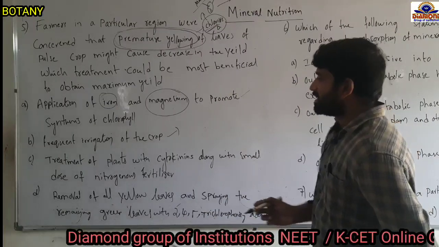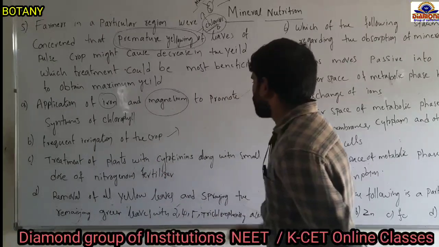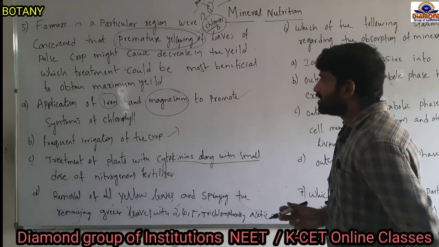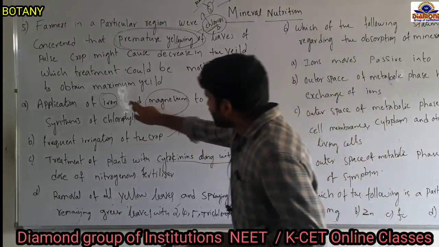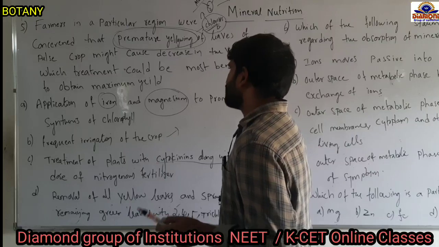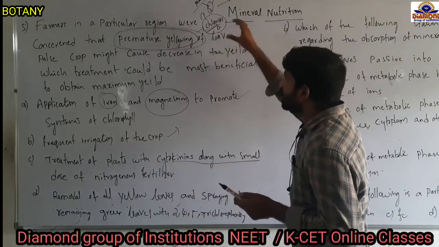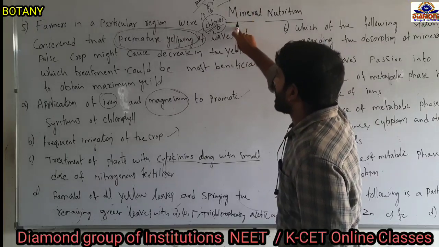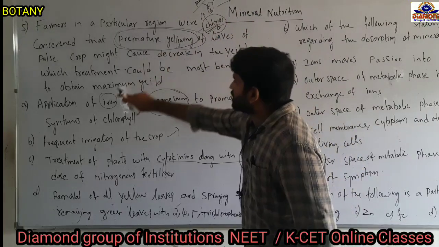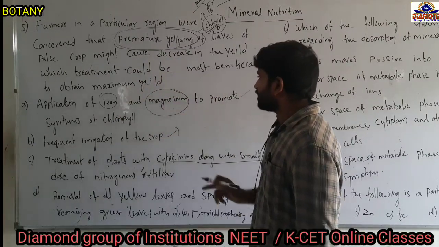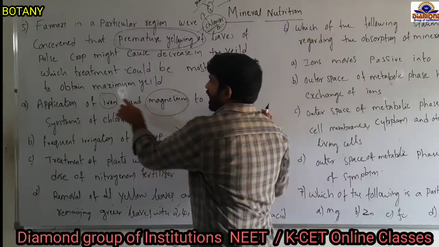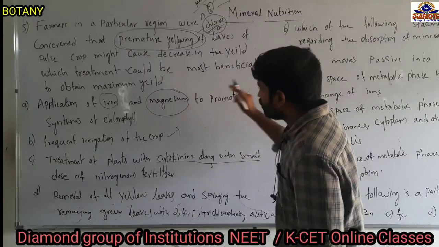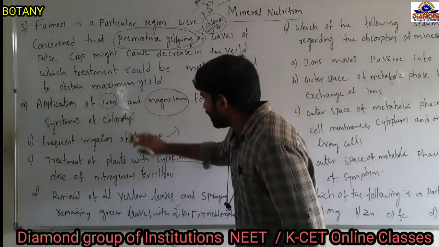And option C, treatment of plants with cytokinins along with a small dose of nitrogenous fertilizer. Here you may get confused between option A and option C. We have to increase the yield of the plant and also reduce the chlorosis disease. Chlorosis is caused by the lack of some elements, among them iron and magnesium. When you add iron and magnesium, chlorophyll content will increase. Now let us compare option A with option C.